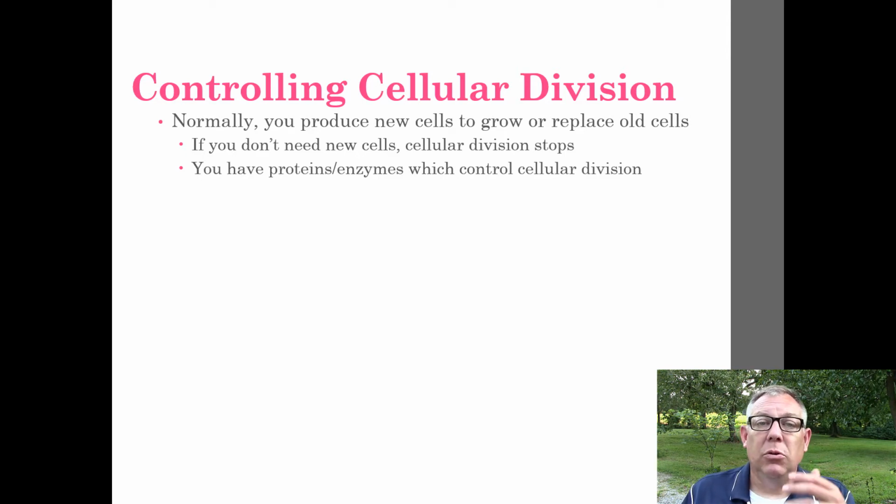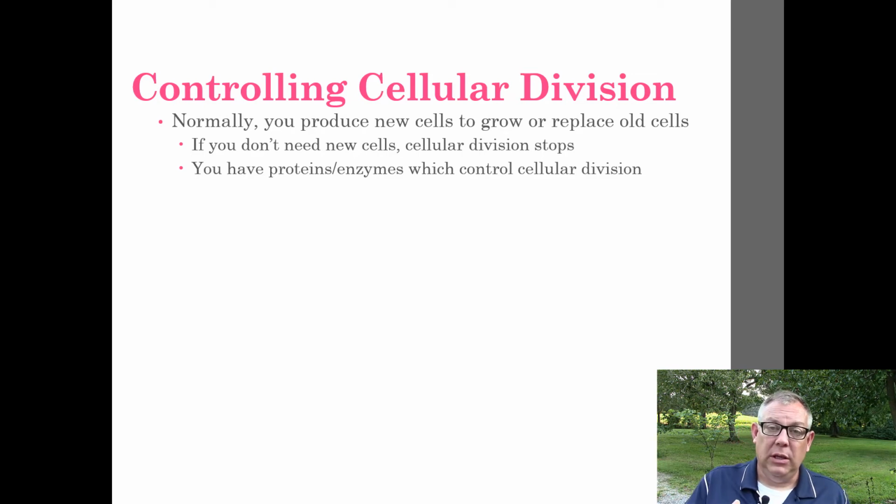But you do reach a point where you don't need new cells. And so, once you've grown to adulthood, you don't grow anymore. You don't have to produce new cells. And there's a lot of places where your old cells aren't damaged or they don't get damaged very much. And so, you need cellular division, but you don't always need it. And so when you don't need those new cells, then cellular division stops.